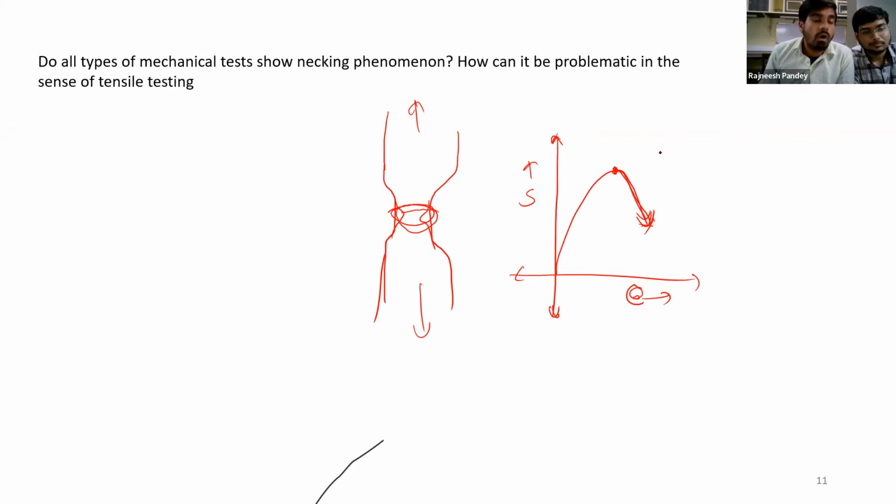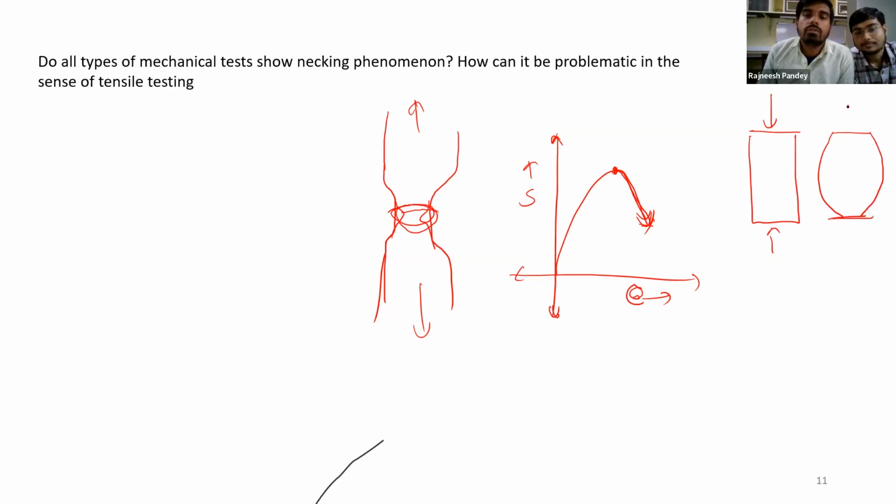Necking only happens when you stretch the material. When you compress the material, or perform other operations, this kind of phenomenon does not happen. As Ranjit said, in compression there is a barreling kind of shape. So this is the sample for the compression. If you compress this, after some time you will see this kind of shape. This is called barreling. So this kind of necking phenomenon does not happen there.